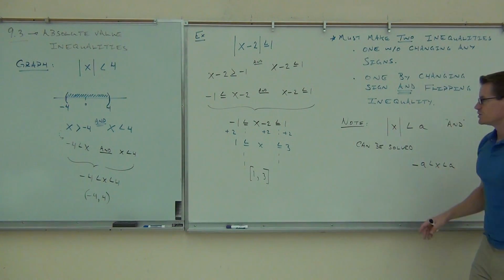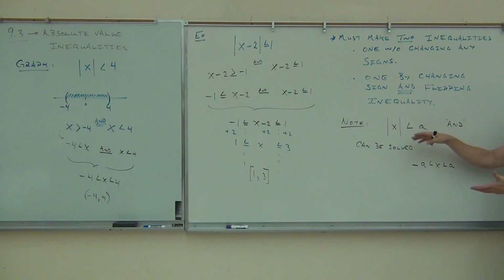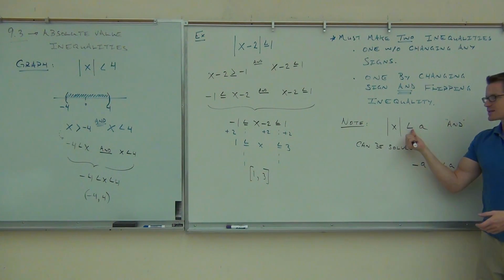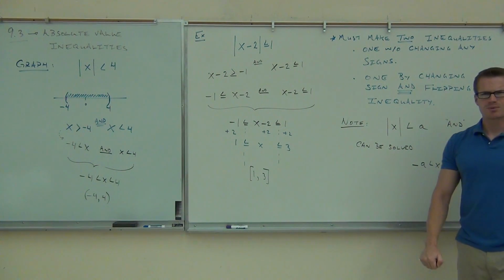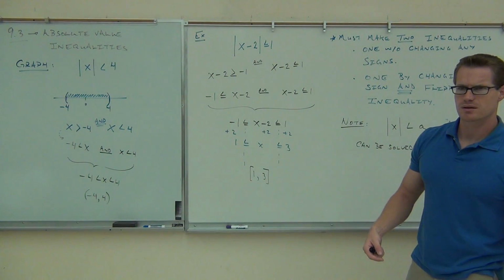So what this all leads to is this idea. We can do a nice shortcut here. If we have an absolute value that's less than or equal to some number, we can write this as negative A less than or equal to x less than or equal to A. We're changing the sign, we're flipping the inequality, but we're flipping it back. Let's try a couple examples to really get the hang of this. Would you like to do that? Okay.